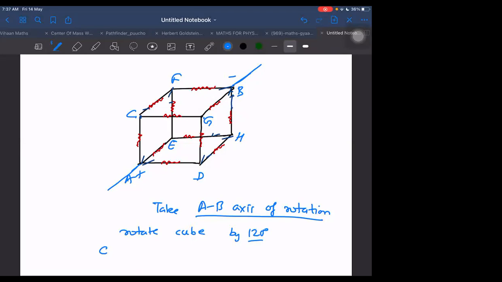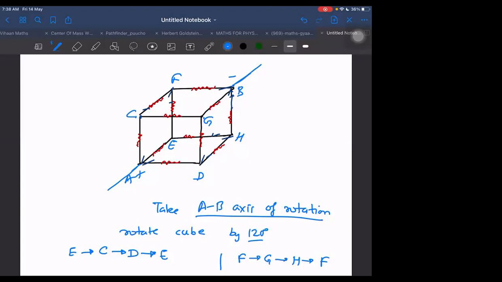I'm claiming C will go to point D, E will go to point C, and D will go to point E. Also, F will go to point G, G will go to point H, and H will go to point F. Are you able to visualize it or not? That depends on your visualization.